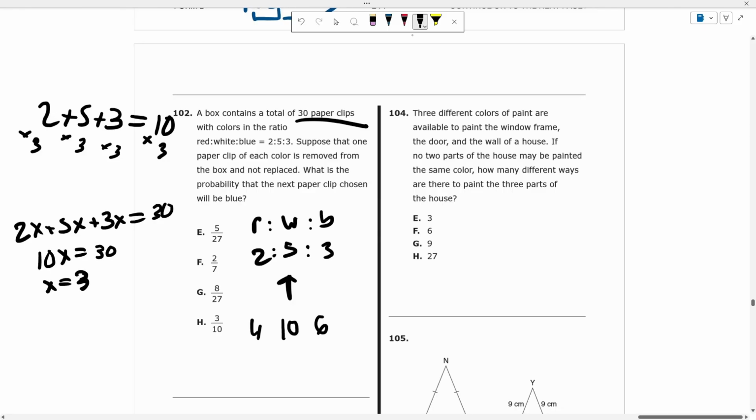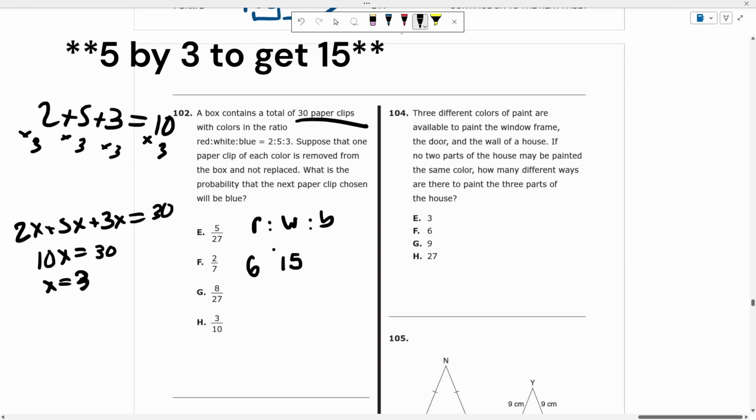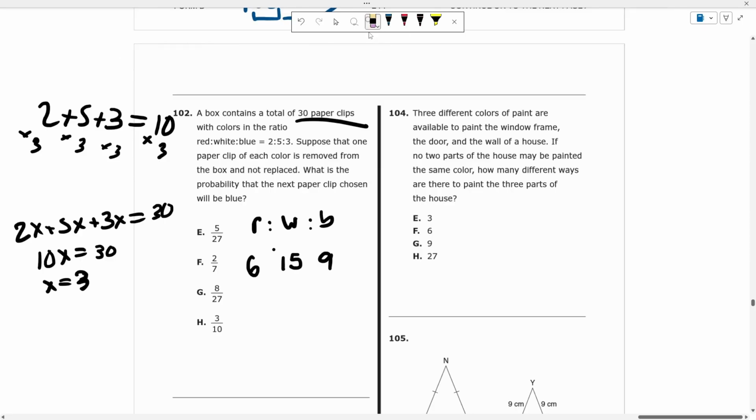So the scale factor, or the thing that you need to multiply everything by to get the actual values, is going to be 3. So you multiply 2 by 3 to get 6. You multiply 5 by 3 to get 15. And you multiply 3 by 3 to get 9. So this is the actual ratio of colors within the box, okay?